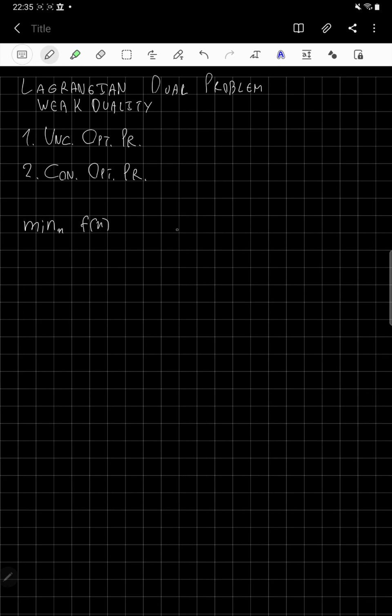So here we might have, I don't know, we have the level curves, or the level sets. So for example, f of x might be 0 here, and then plus 1 here, and then plus 2 here, but maybe it's minus 1 here, and our minimum would be here, okay? This is an unconstrained optimization problem.